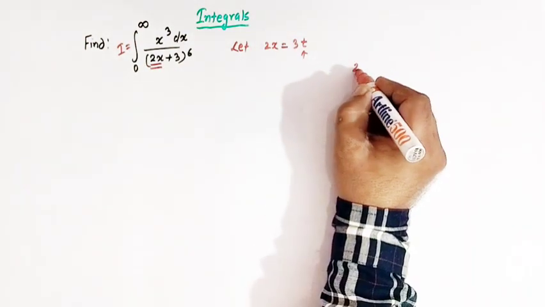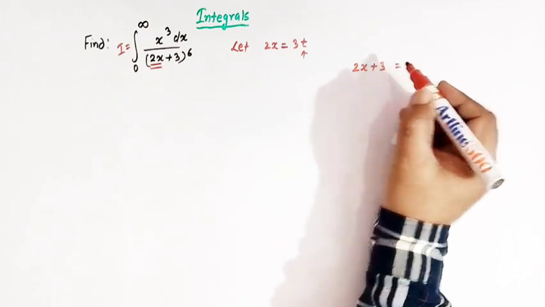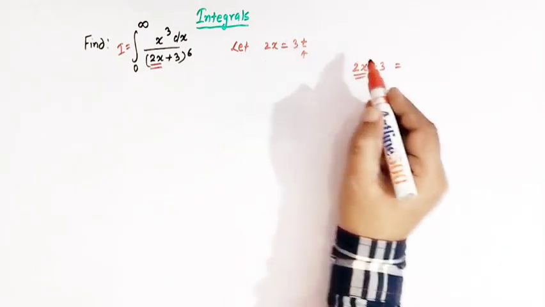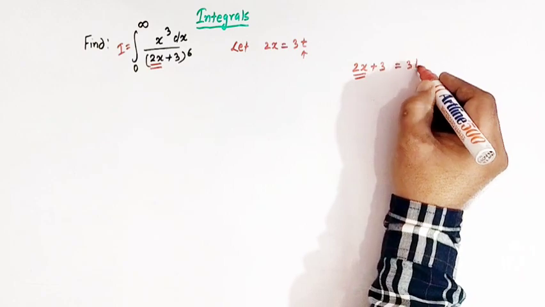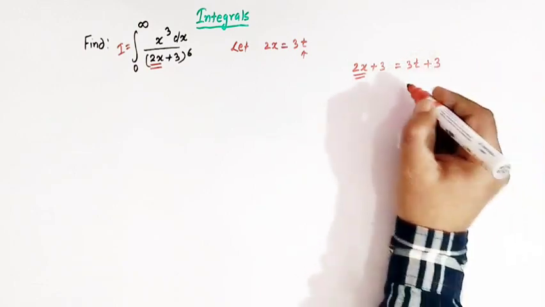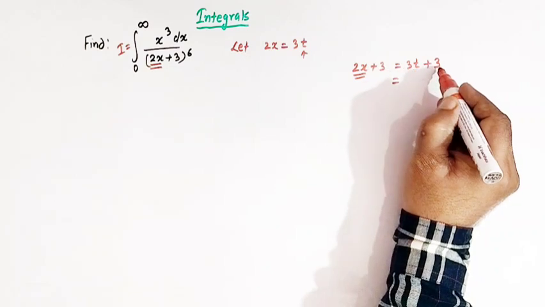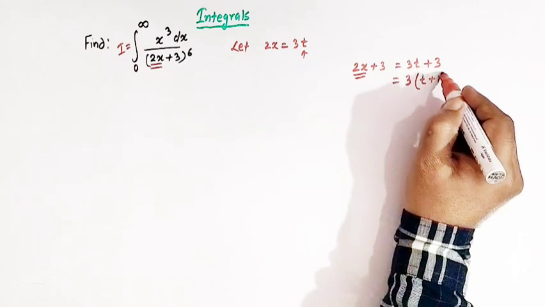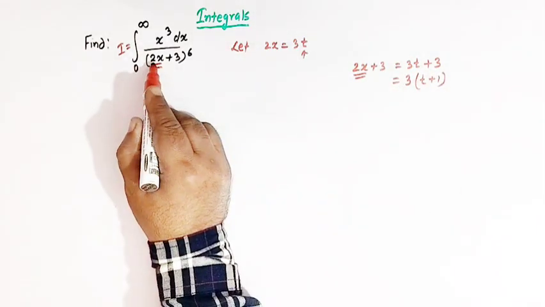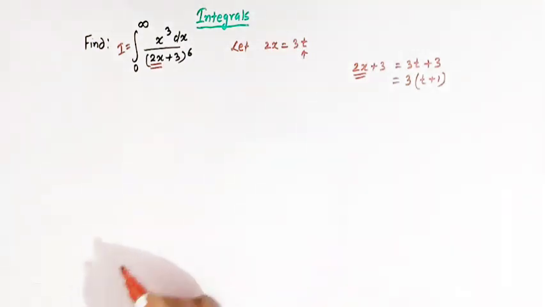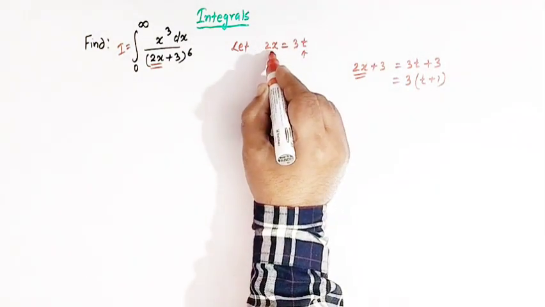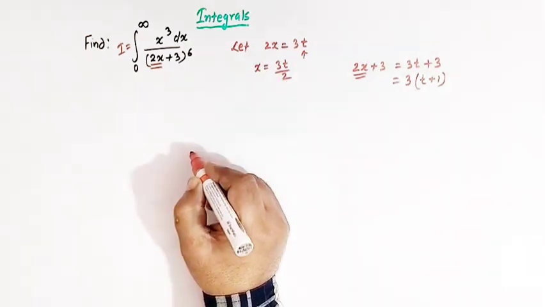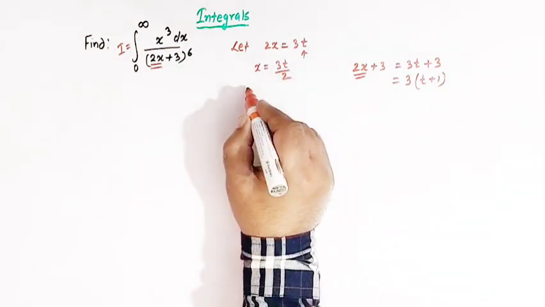So why are we writing 2x is equal to 3t? Because see, in this term 2x plus 3, when we substitute 2x is equal to 3t, we have 3t plus 3, and we can easily see that we can take 3 common from this term, that is 3 times (t plus 1). So that's why we are taking this substitution, 2x is equal to 3t. So when 2x is equal to 3t, then we have x is equal to 3t over 2.